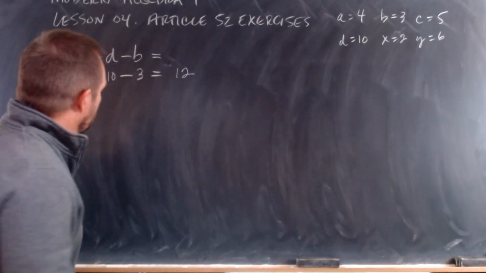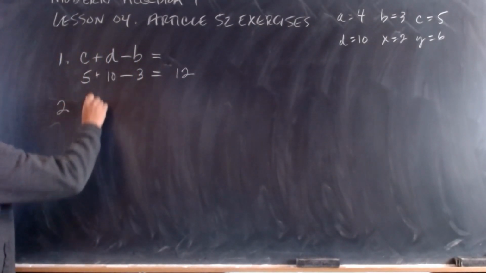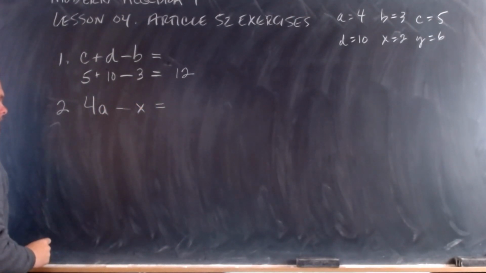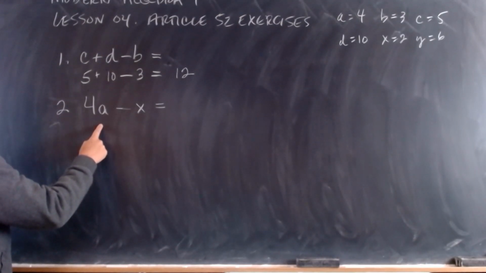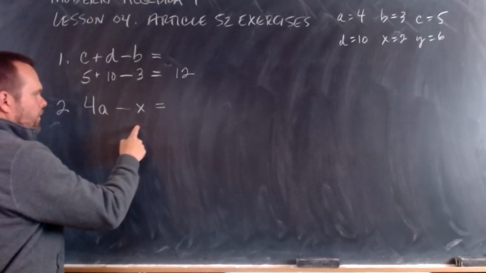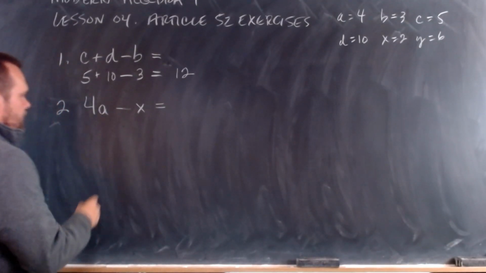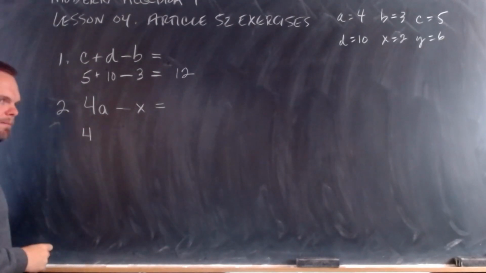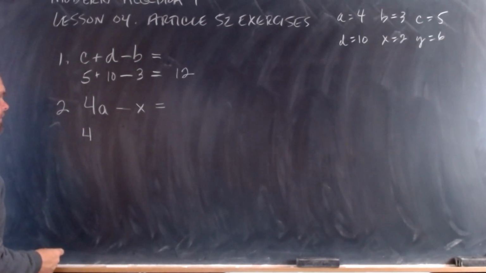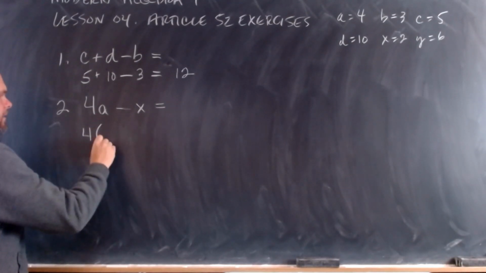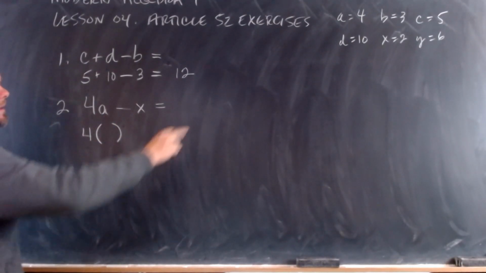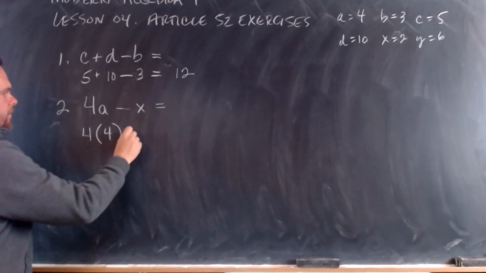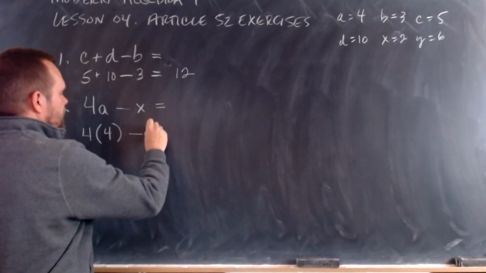Number 2, we read 4 times A minus X. 4 times the quantity A minus the quantity X. So we're going to take 4, and what does it mean when we have 4A? What does that mean? 4 times A. And we can show that by just writing the quantity in parentheses next to it. A is 4. So we're going to have 4 times 4 minus X equals 2.